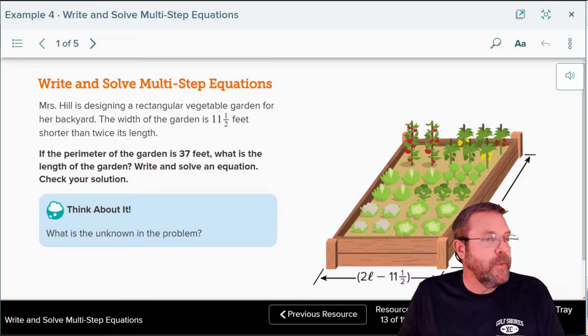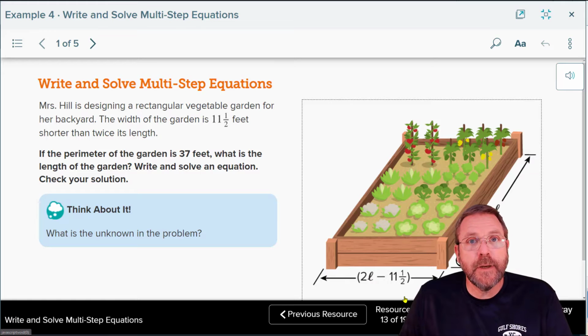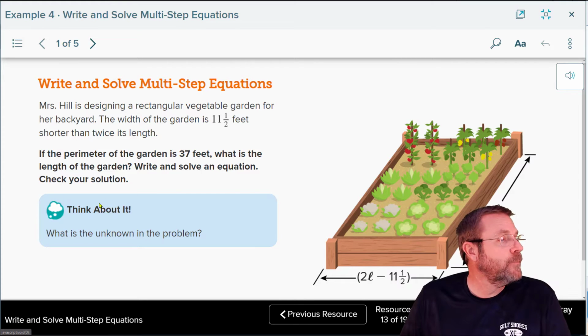Now if you take a look at the image she has here, you have the length of the garden right here. The width was twice the length minus 11.5. So yes, it is shorter, even though we're multiplying it times 2. We're subtracting 11.5 from it, getting a smaller garden.